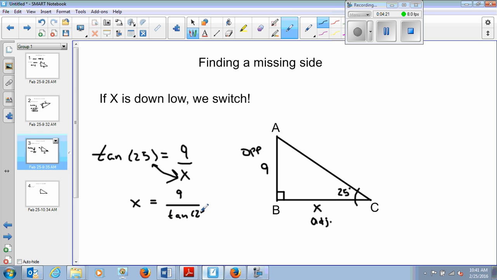You can enter it into your calculator just like that if you're using the TI calculators. If you're using a different calculator where you're not able to enter it like this, you have to do 9 divided by 25 and then hit tan and then equals. If I do 9 divided by tan 25, I get X equals 19.3. Now that seems a little high. However, if I look at the angles here, this is a 25-degree angle, so this side should definitely be smaller than this side, because this would be a 55-degree angle. That's going to make that larger. So there's how you do it. If X is down low, we switch those two things' places and divide.